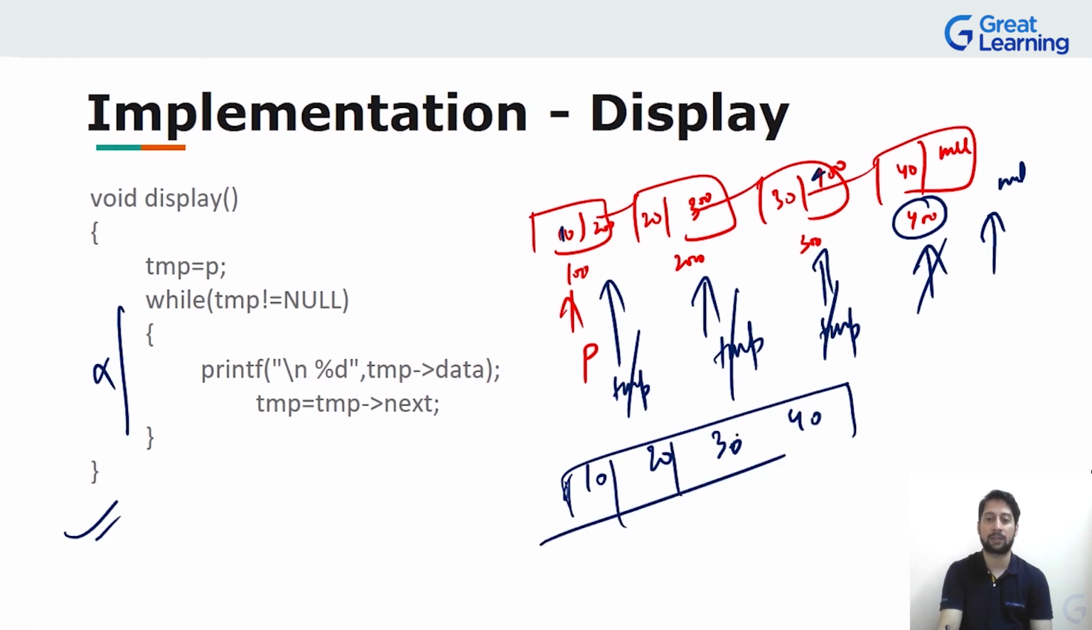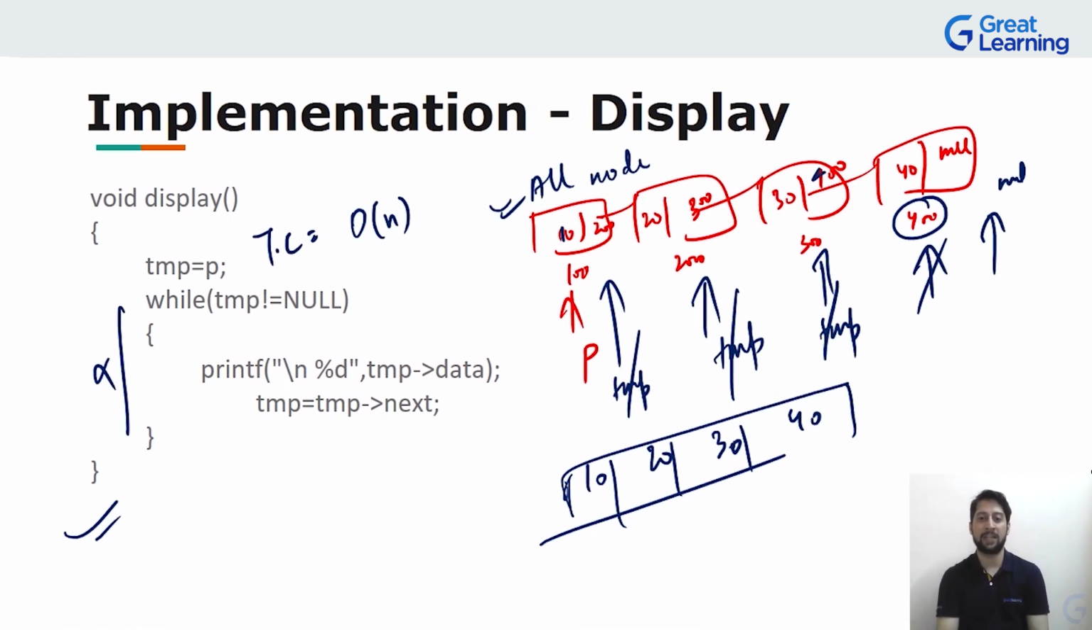Now again, if you talk about the time complexity over here, since we are traversing all the nodes, the time complexity will be big O of n in the worst case. Now that we have covered all the implementations, let's go ahead and implement this in Code::Blocks.